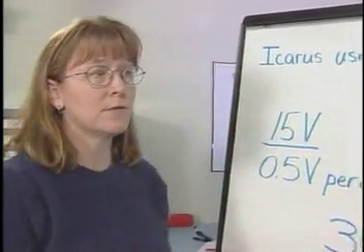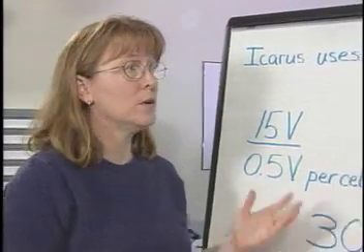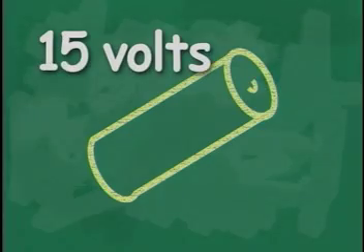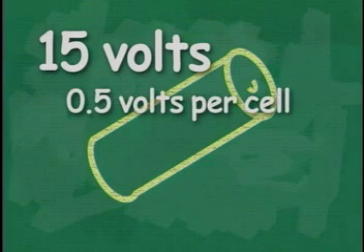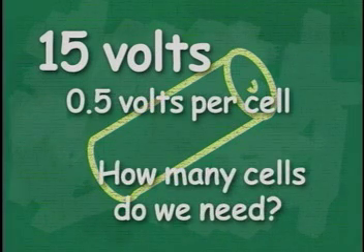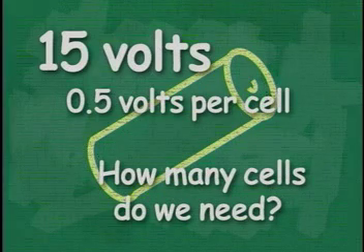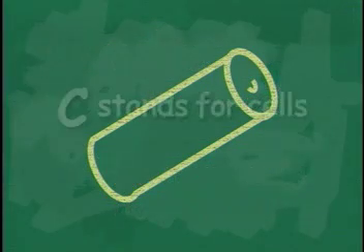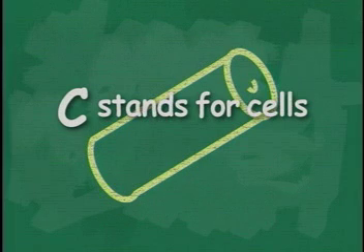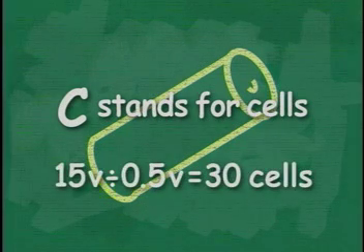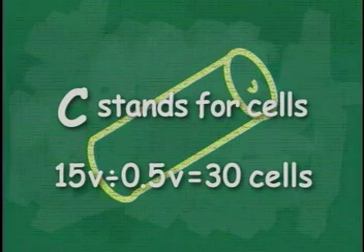To calculate the number of solar cells we need for the array, we use algebra. And since each Icarus solar cell provides 0.5, or a half a volt, of charge, how many cells do we need for our solar array to produce the 15 volts? If we solve for C, which stands for the number of cells, we see that it will take 30 cells to give us 15 volts to successfully charge the batteries.